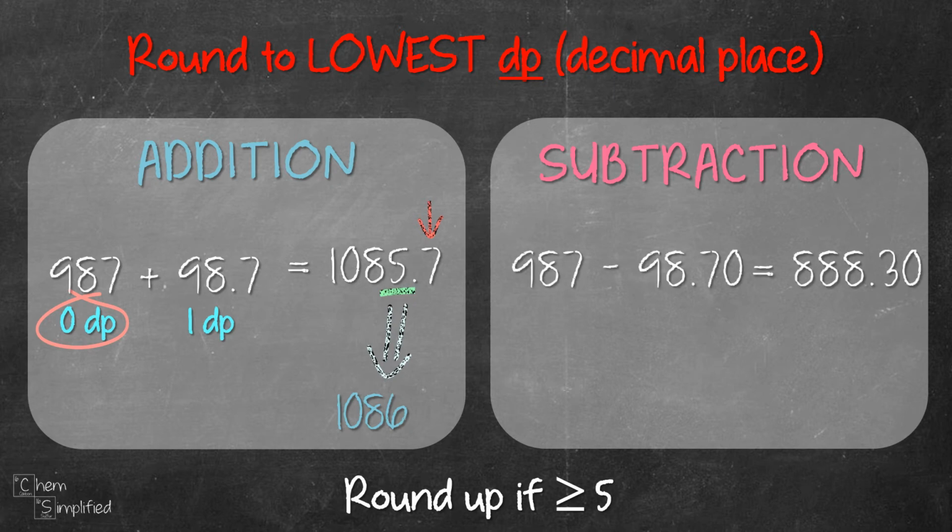The same rule applies. 987 has 0 decimal place and 98.70 has 2 decimal place because there are 2 digits that come after the decimal point. Following the rule, our answer will be presented in 0 decimal place. We look at the digit after the decimal point, which is 3. And since 3 is less than 5, we don't need to round up. So our final answer is going to be 888.